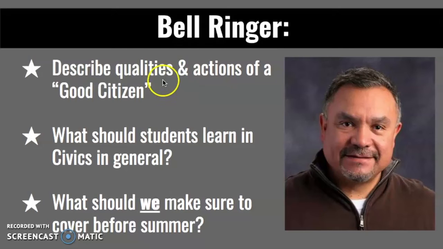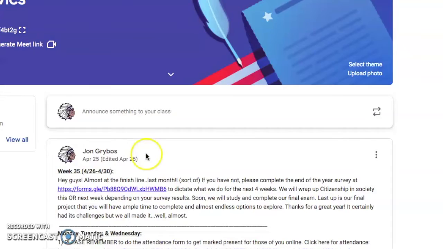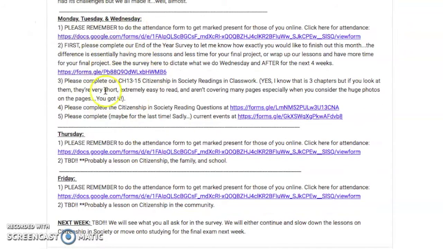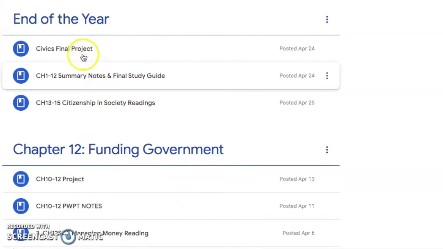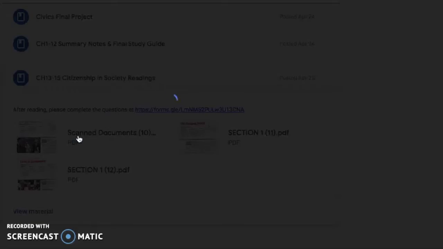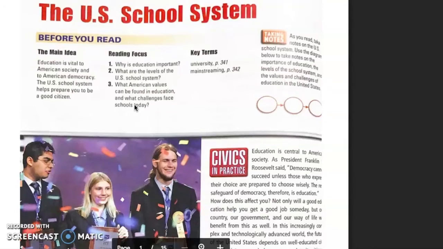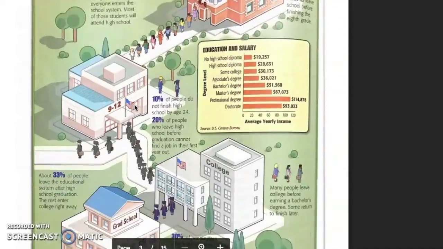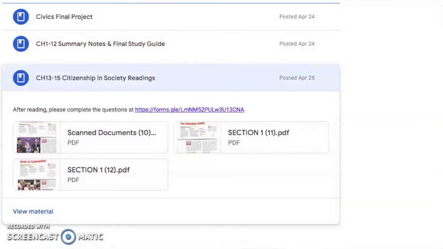Hey guys, so for the last 3 days, you should have been on Google Classroom doing a bunch of readings. I do apologize because I know the readings were long. It was basically like a chapter. They're not super long, for instance, this would be 15 pages, but it covers a lot of stuff.